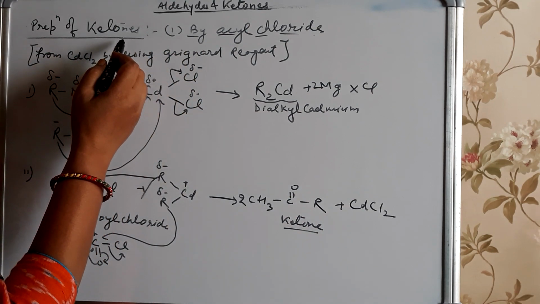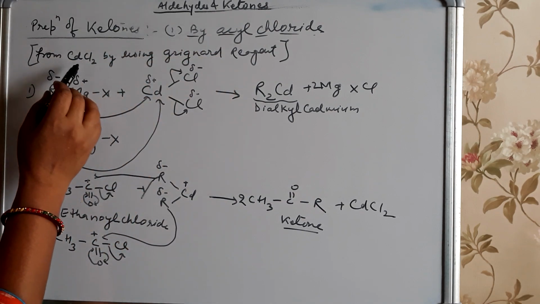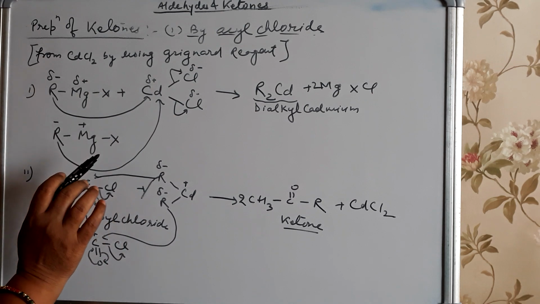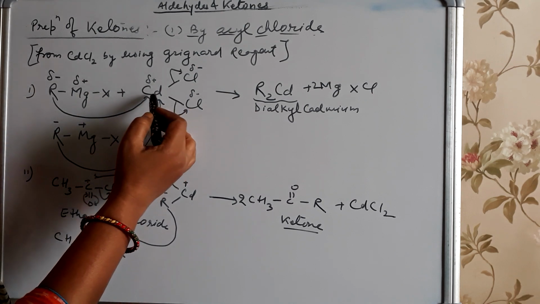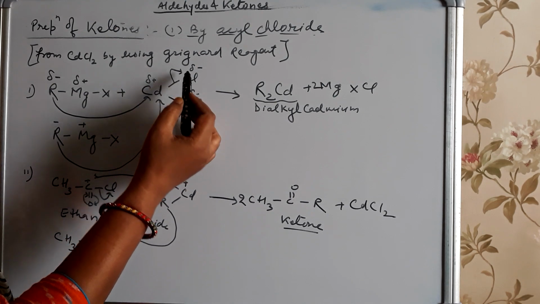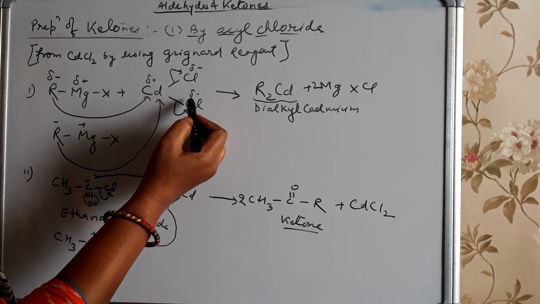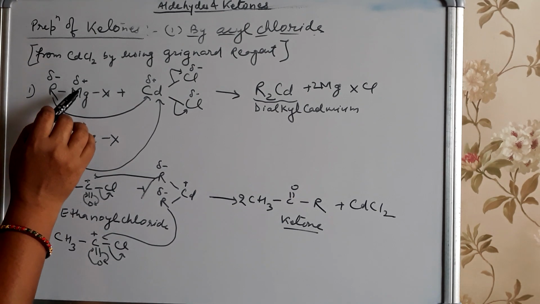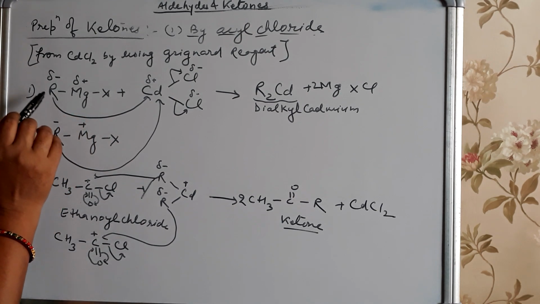Formation of ketone takes place from acyl chloride by using cadmium chloride and Grignard reagent. See the mechanism, very easy mechanism. Cadmium is a metal, so it requires a positive charge, and chlorine is a non-metal, it requires a negative charge. Magnesium in Grignard reagents is a metal and requires a positive charge, and the alkyl group requires a negative charge.